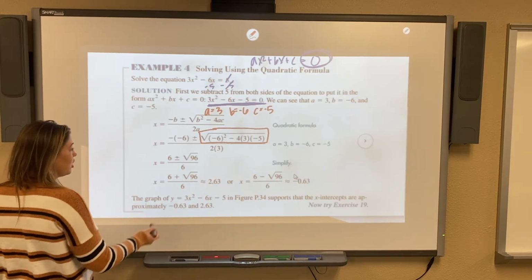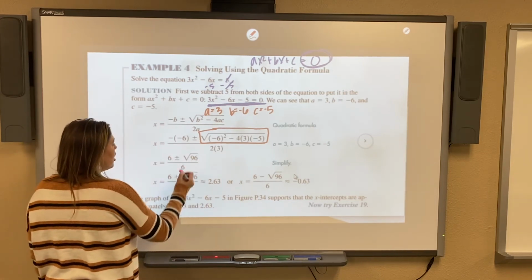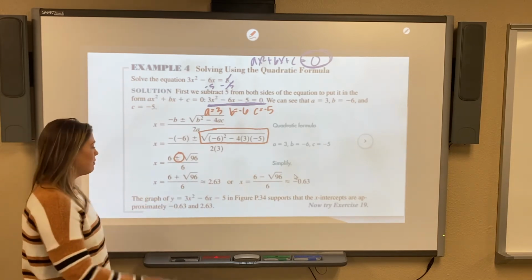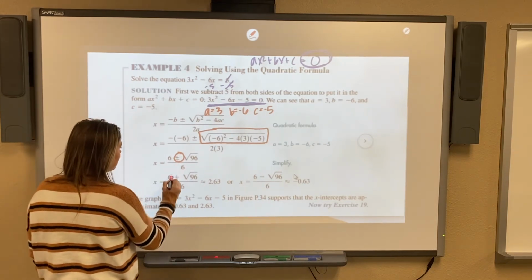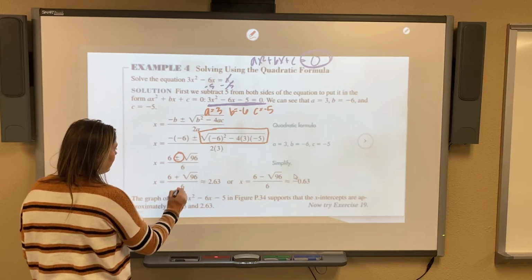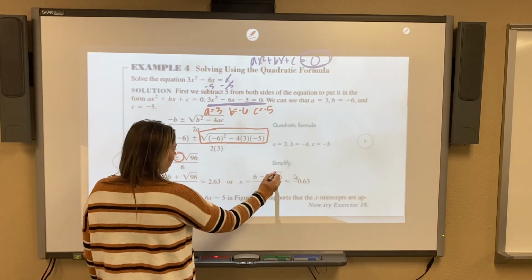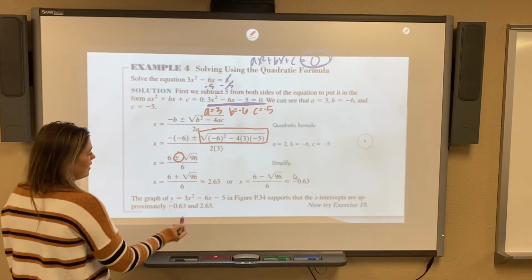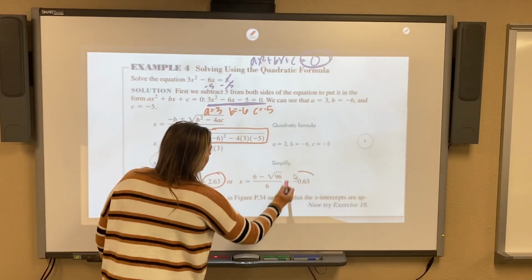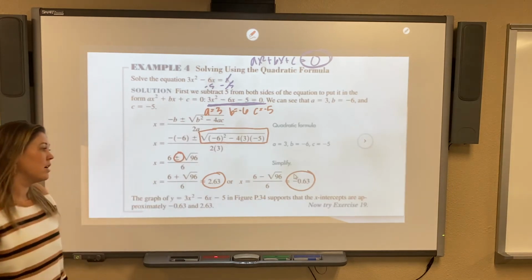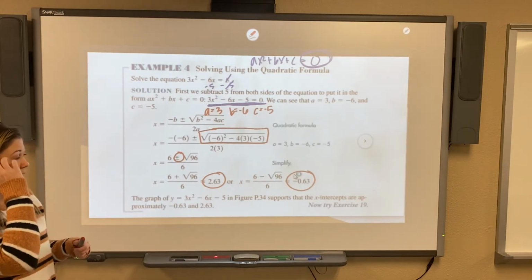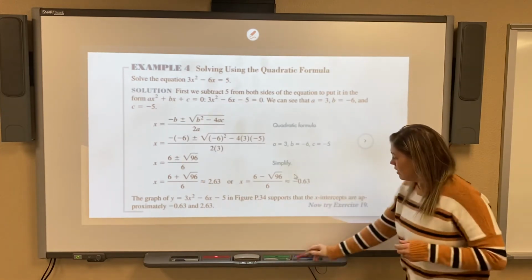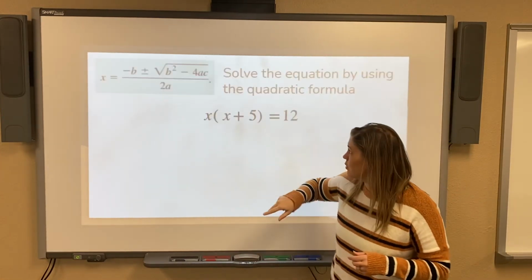So what we do from this point right here, we're going to take this plus or minus and break it up, just kind of like what we did on the last example. So we're going to say 6 plus the square root of 96 divided by 6, and then 6 minus the square root of 96 divided by 6. Plug both of those into your calculator, and you're going to get 2.63 and negative 0.63. Okay, and so that is how you solve by the quadratic formula. I think I have another example for us to do with that.